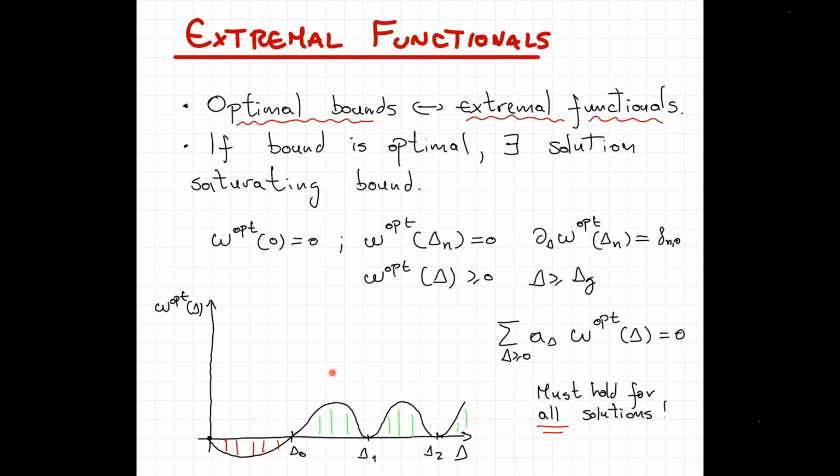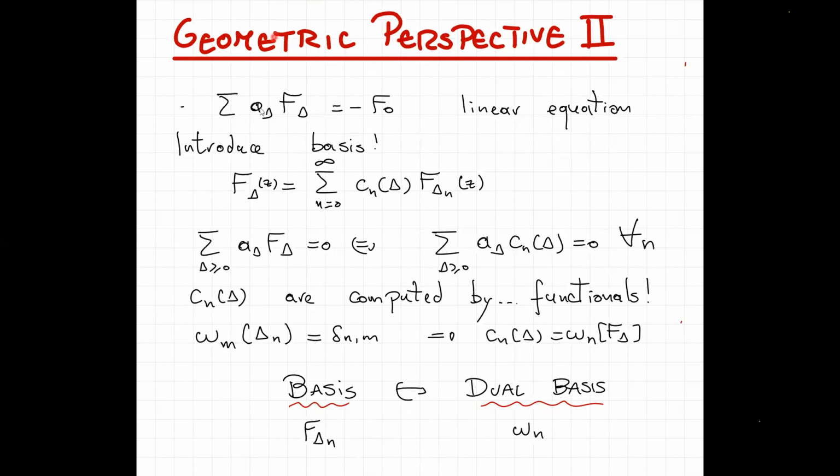Okay. So now let me give you a different motivation for considering functionals. So as I told you, this is a linear equation on the A deltas. So since this is a linear equation, perhaps something that you could try is to think of introducing a basis. Okay, so these are a bunch of vectors. These F deltas are vectors in some space. So maybe we should try to introduce a basis in this space. Okay, so we would write an F delta with arbitrary delta as some infinite sum over some specific crossing vectors with specific delta n's, which I'm not telling you what they should be, but with some coefficients which will depend on delta.